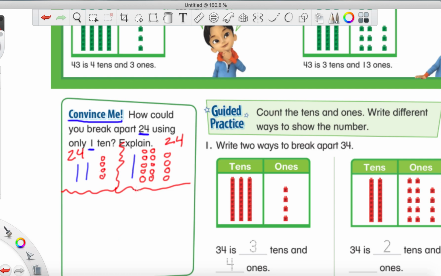Now, another way we could do this is by also breaking apart this last 10. So if we break apart this 10 stick, how many circles do we need to draw to replace it? We need to draw 10 circles. So 1, 2, 3, 4, 5, 6, 7, 8, 9, and 10.